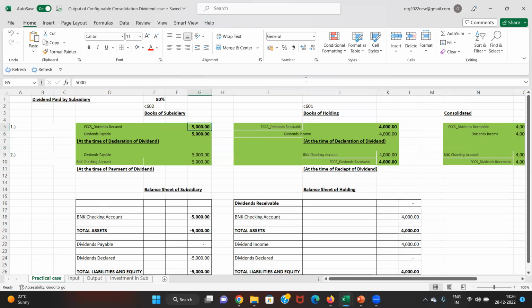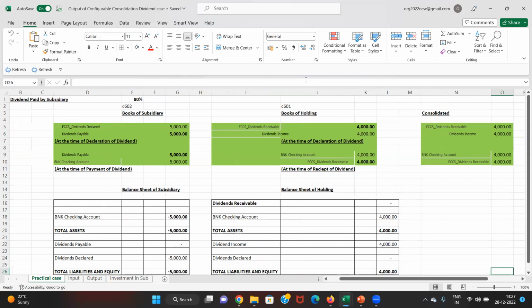In the same way, the dividends payable account had been nullified here by crediting and then debiting the same subsequently. So the net effect in the books of the holding would be a bank positive, that is a bank debit of 4,000, which is received through dividend income. So the dividend income would be a part of the retained earnings of the holding.